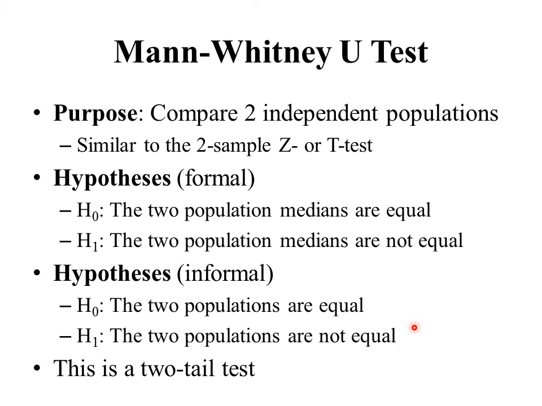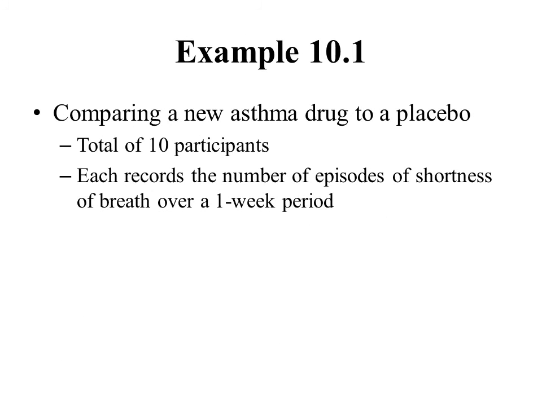Now, one comment here about a Mann-Whitney U-test is that this is always going to be a two-tailed test. Now, we can see it's a two-tailed test because of the not equal to term here in the alternative hypothesis. So we're not going to have a one-tailed versus two-tailed test. These are always going to be two-tailed tests.